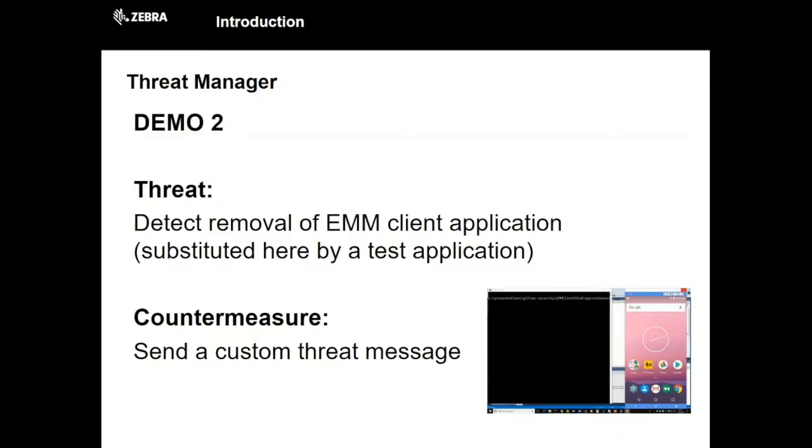So let's do something a little bit more interesting. The same threat, again, it's the easiest threat for me to simulate, to be honest with you. The new countermeasure is we're going to send a custom threat message. What actually happens here is an intent is sent with an action, and you can send it to a specific application, and then that application can handle the threat as it chooses to do so. It might lock the device, it might wipe the device.